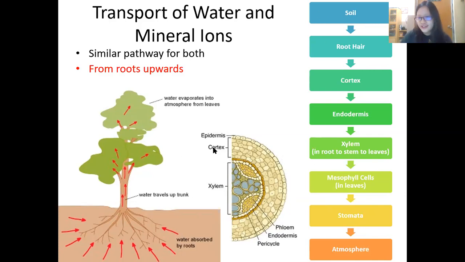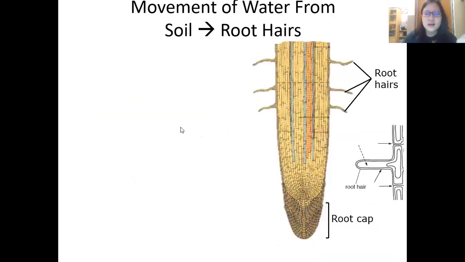Imagine you are water. You are traveling from the soil to root hair cortex. What pathways will you take? And how are you going to move upwards against gravity? That is incredibly insane. So let's start from the beginning. Let's start with step 1. Let's just talk about soil to root hairs.